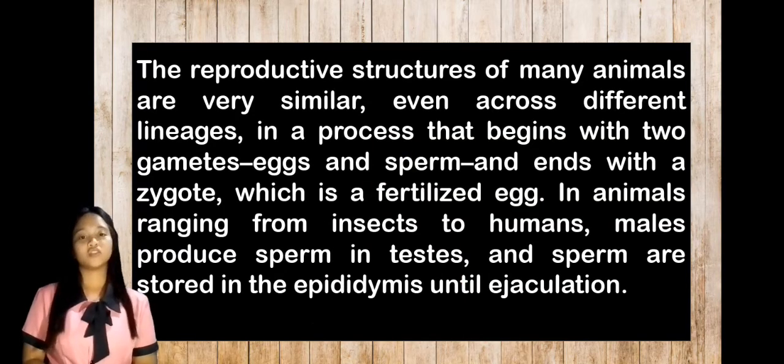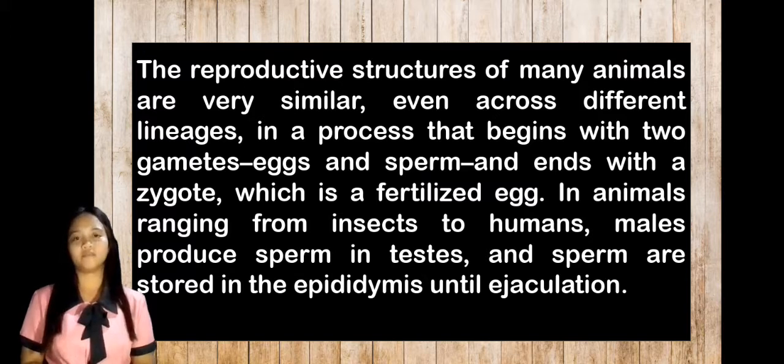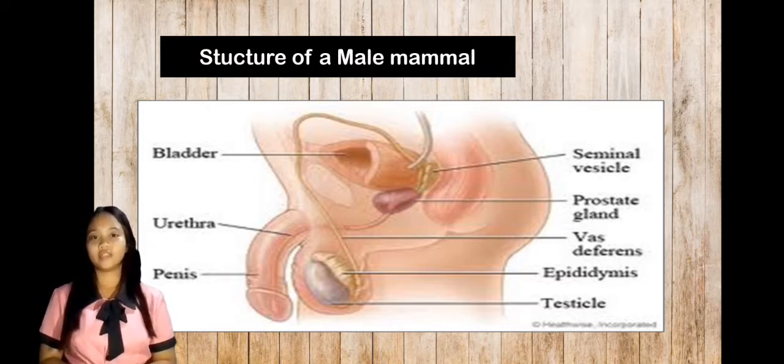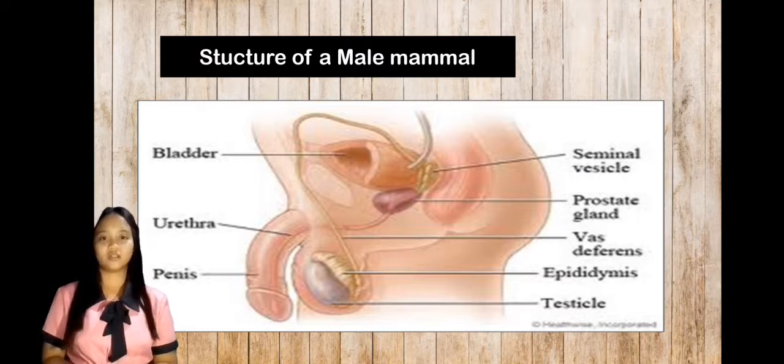The reproductive structures of many animals are very similar, even across different lineages, in a process that begins with two gametes, eggs and sperm, and ends with a zygote, which is a fertilized egg. In animals, ranging from insects to humans, males produce sperm in testes, and sperm are stored in the epididymis until ejaculation. The male reproductive system includes the penis, scrotum, testes, epididymis, vas deferens, prostate, and seminal vesicles.